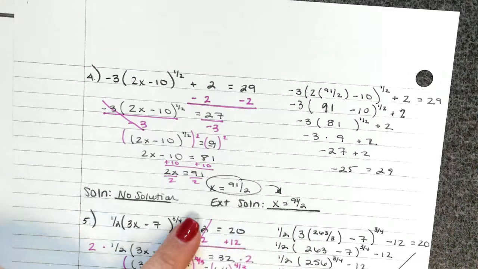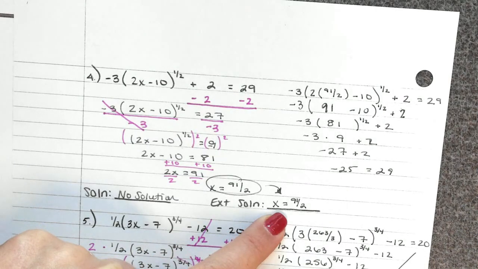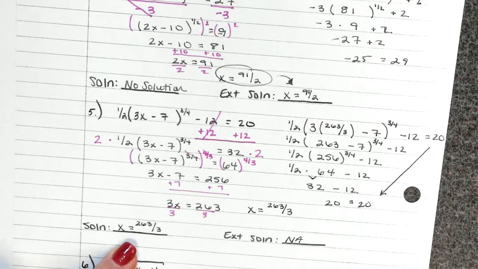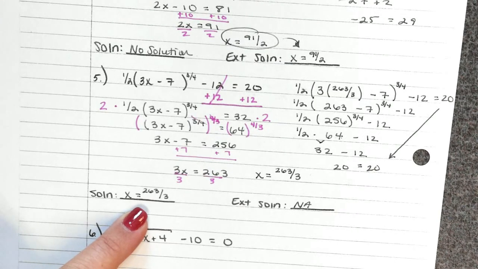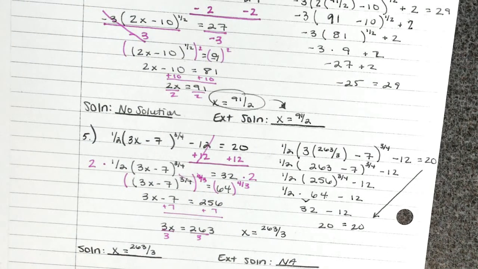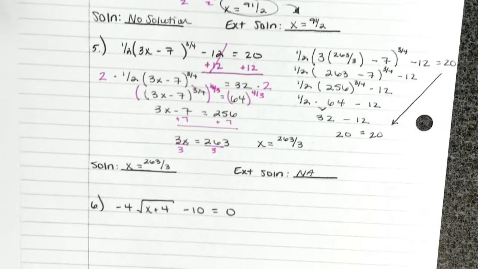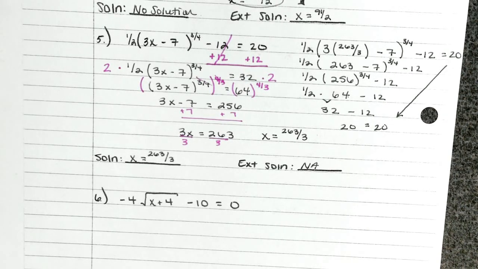I wanted to show you this one because it is okay to get a fraction, and some people, when they saw this one, assumed, oh, if it's a fraction, that means it's extraneous because fractions are bad. That's not true. Fractions can also be solutions. You might also get something like x equals 7, and it might be extraneous. But just because it's a fraction does not mean it's going to be extraneous.